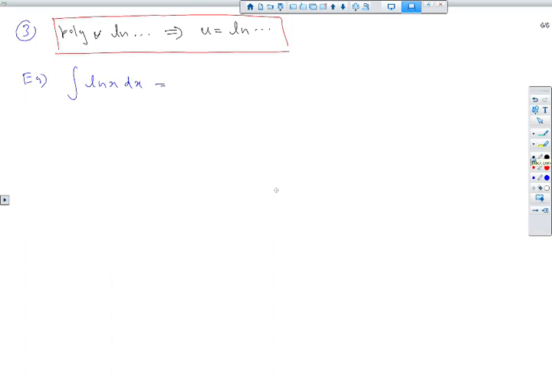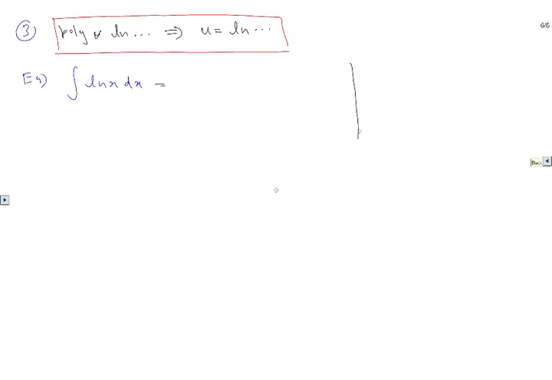We say that if you have a log function along with some polynomial, where the polynomial is simply 1, what we normally do is pick the log function, so u equals ln x, that you need to remember. Then the rest, dv, is simply dx. Taking the derivative, what is du by dx? It is 1 over x, remember? So du equals 1 over x dx. If you integrate, v equals x.